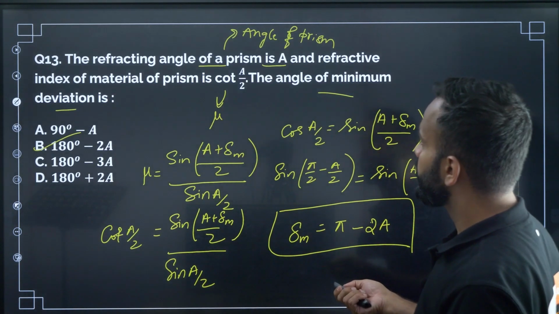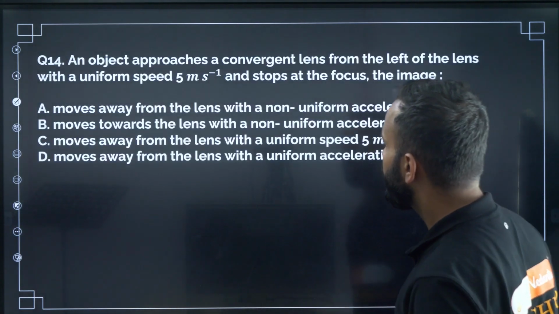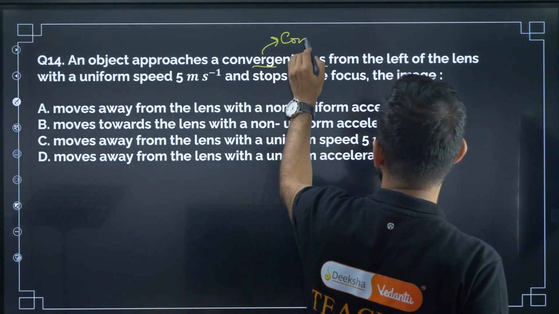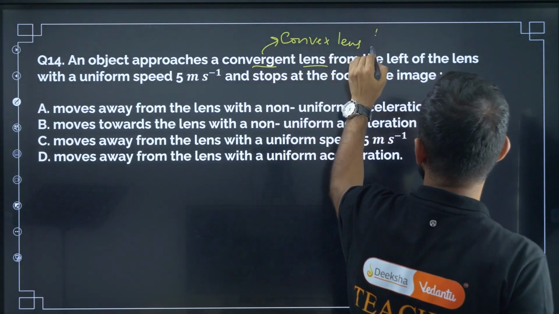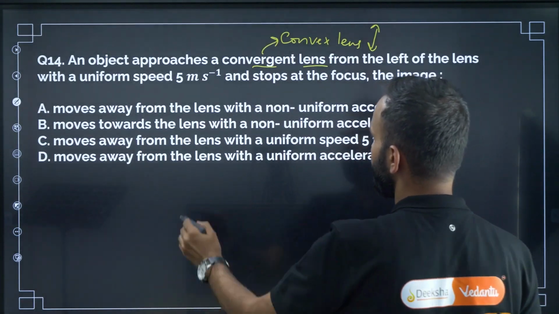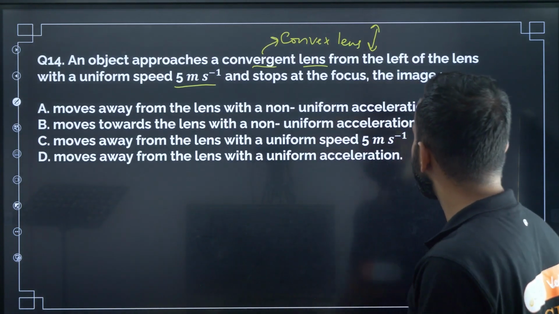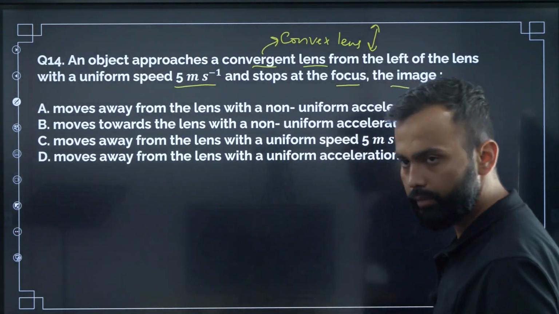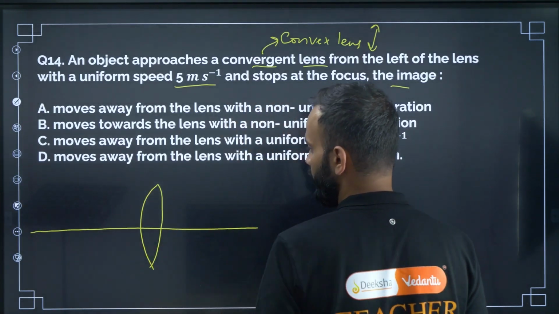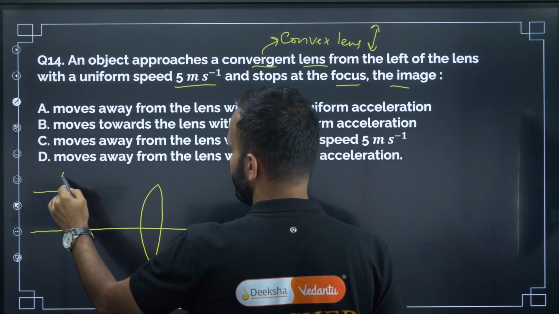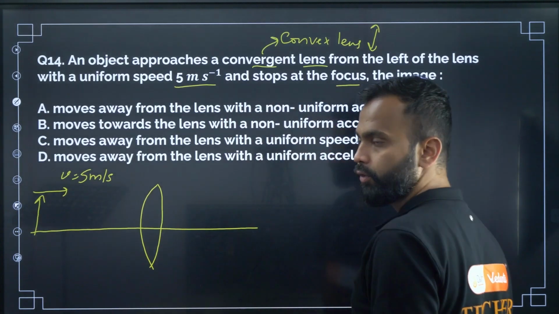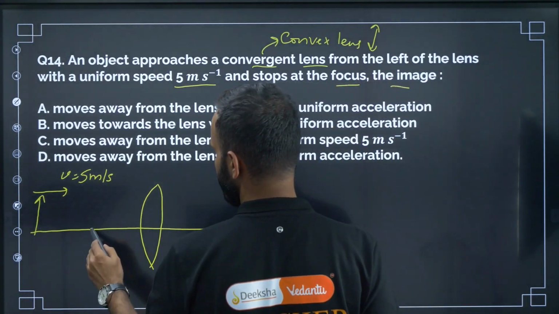Next question, question number 14. An object approaches a convergent lens, that is a convex lens. This is how I represent a convex lens. From the left of the lens with the uniform speed 5 meter per second and stops at the focus, the image. So this is the convergent lens. Object is coming from infinity with the velocity v equal to 5 meter per second, and it stops at the focus.